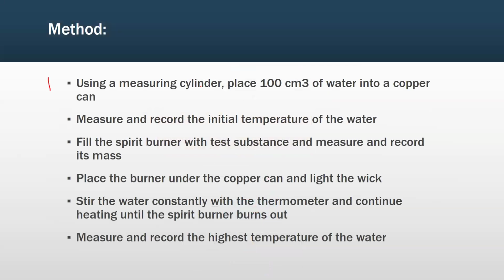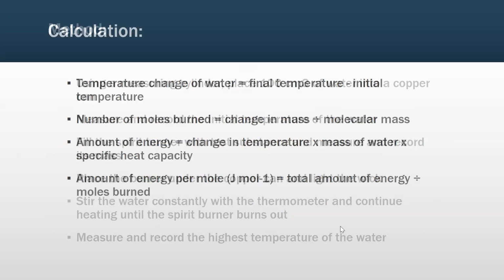So step number one was using a measuring cylinder, place 100 centimeter cube of water into a copper can, measure and record the initial temperature of the water, then fill the spirit burner with a test substance and measure and record its mass. Then place the burner under the copper can, light a wick. Stir करें water को until the spirit burner burns out and then measure the highest temperature of the water.